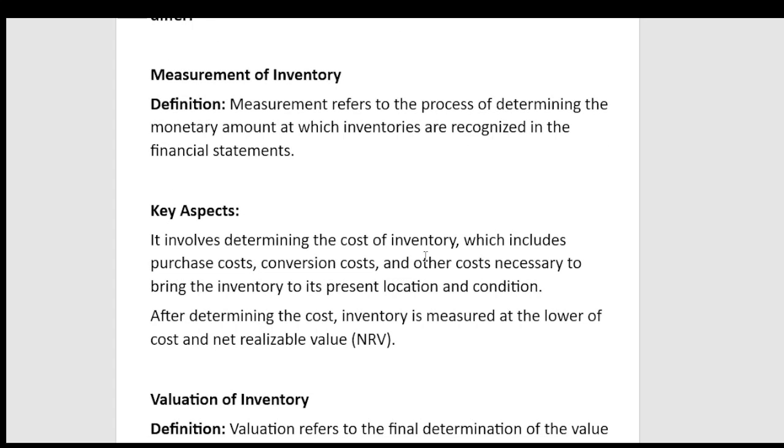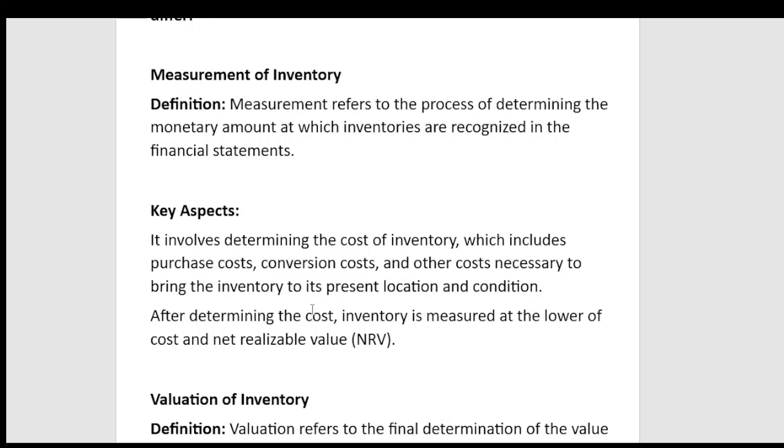Now, key aspects. It involves determining the cost of inventory, which includes purchase cost, conversion cost and other costs necessary to bring the inventory to its present location and condition. After determining the cost, inventory is measured at the lower of cost and net realizable value. Did you get that? What this is saying is that the measurement of inventory should include all other costs that you can associate to that inventory. The measurement here is just how much it is after you sum all. Then after that, you now measure at the lower of cost and net realizable value.